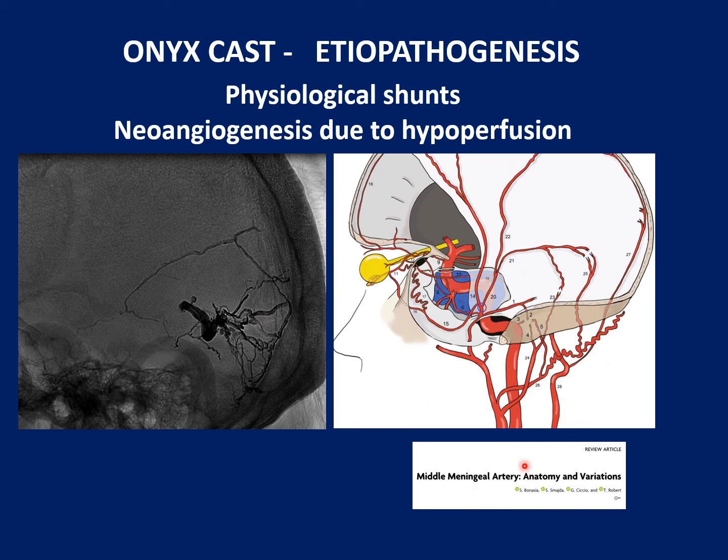This is an image which I have taken from an article called Middle Meningeal Artery: Normal and Variations. Here you can see the normal physiological variations. This is a middle meningeal artery which is running here. It is going and joining the various branches. So this particular branch which we are able to see running here is the posterior meningeal artery, which is a branch of the vertebral artery.